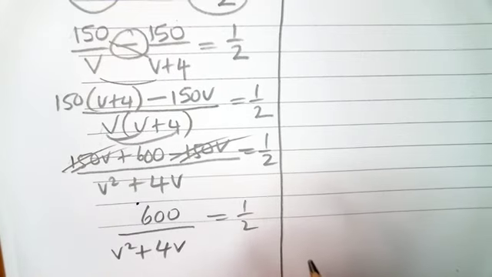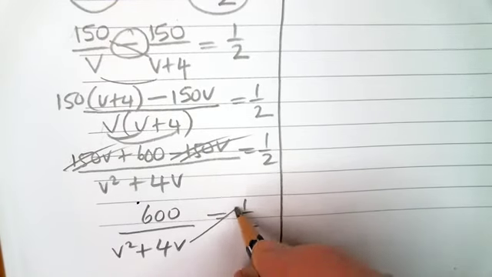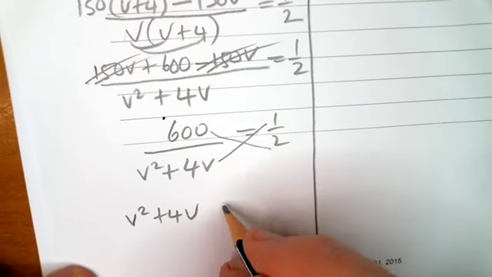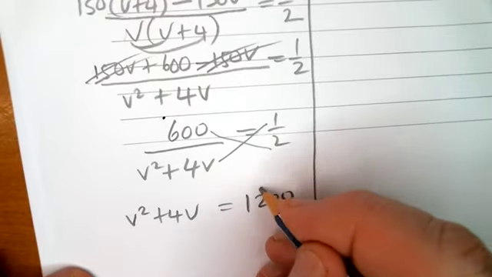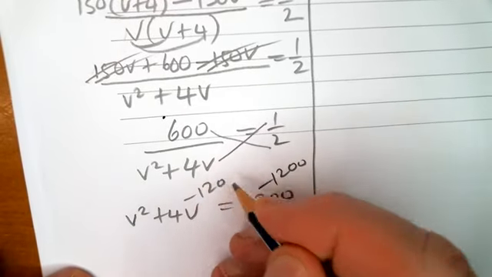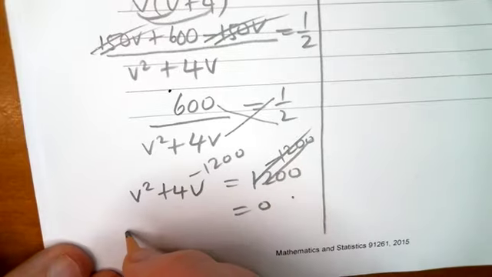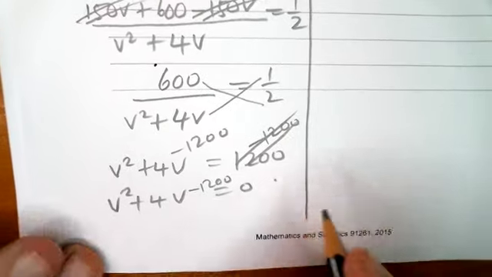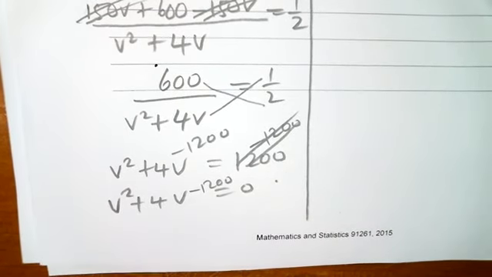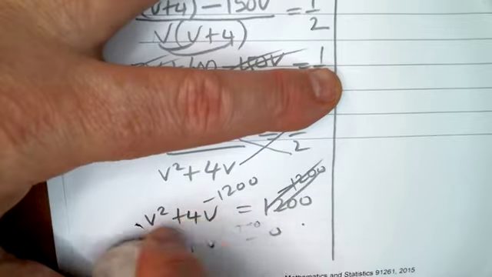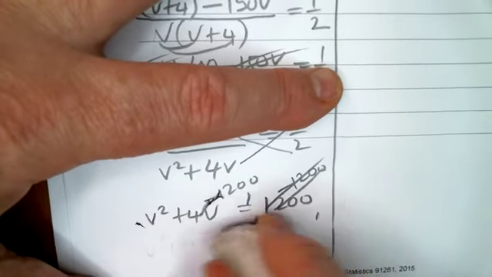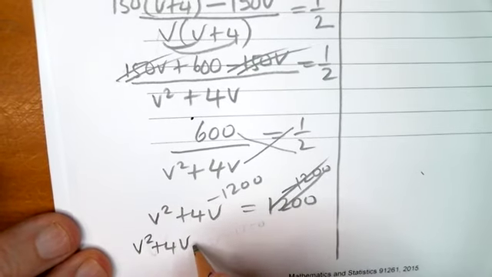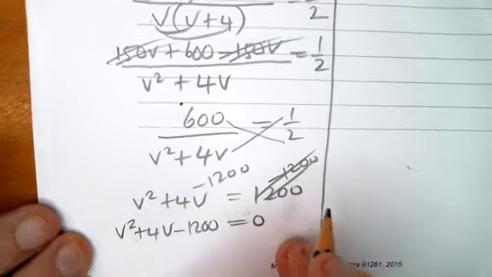Well, I can just go ahead and cross multiply here. 1 times this lot is just going to be v squared plus 4v, and 2 times this lot is going to be 1200. So I can actually subtract 1200 from both sides, making this equal to 0. So I've now got a quadratic. Let's just make that a bit tidier. I didn't leave any room for it, really. That was my mistake. Let's leave a little bit of room. So I've got my v squared plus 4v minus 1200 is in fact equal to 0.